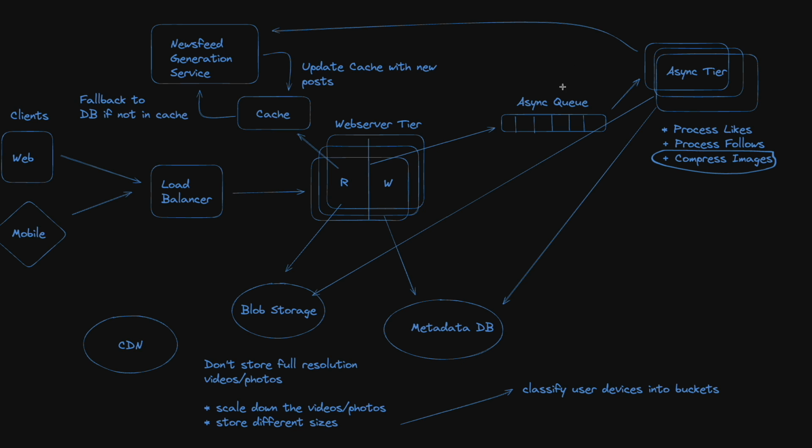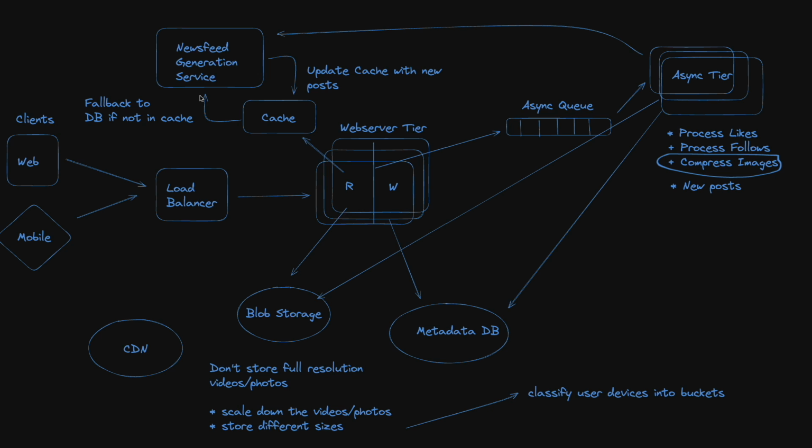And for this async tier, we can add new posts. So when a new post happens, this is going to talk to the newsfeed generation service, and this would update the cache for that user. That way, when the user next requests their feed, they'll have the most recent news feed for them. And if we don't have it in the cache, then we'll fall back to the service, which will probably talk to the database to actually query it manually. Ideally, we don't do that because it's an expensive operation, but for people who don't use the app often, there's no reason to store them in the cache.